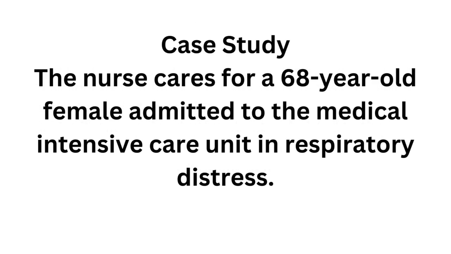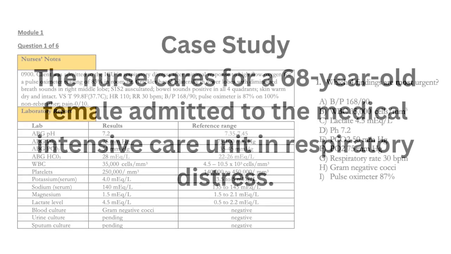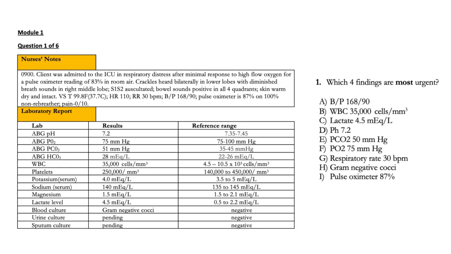Case study. The nurse cares for a 68-year-old female admitted to the medical intensive care unit in respiratory distress. Module 1. Question 1 of 6. The nurse's notes read, 0900. Client was admitted to the ICU in respiratory distress after minimal response to high-flow oxygen for a pulse oximeter reading of 83% in room air.